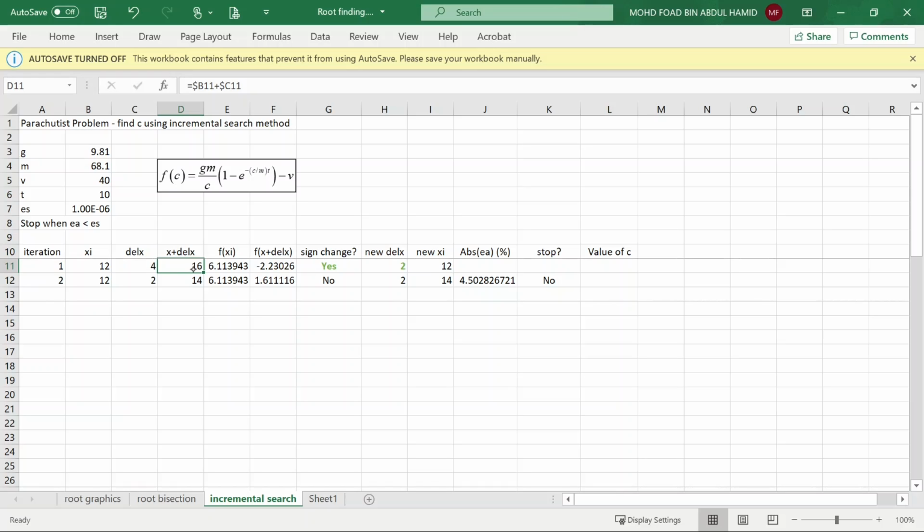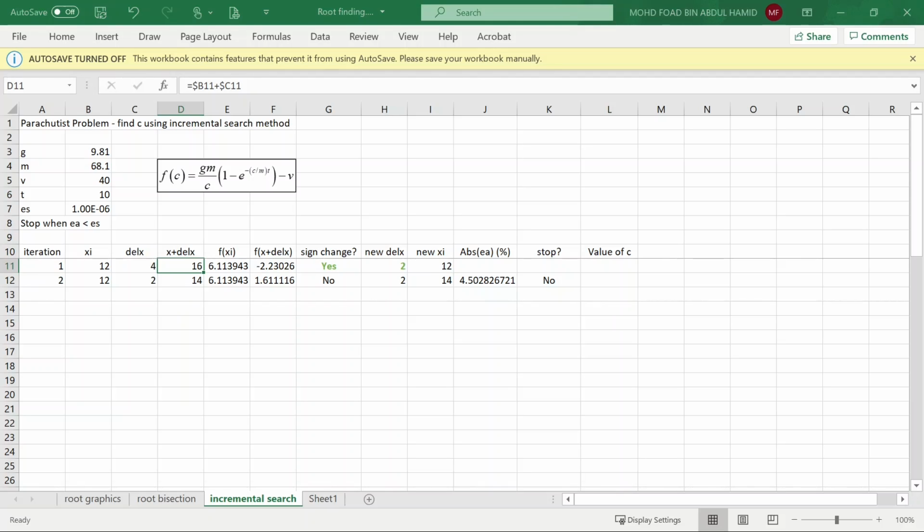and we look at the sign. So f, the function, when x equals 12 and the function when x equals 16. There's a sign change, right? Yes. So we need to reduce the delta x. In this case, I reduce it by half. So 4 divided by 2 equals 2. And the new x1 is still 12. So 12 plus 2, 14. So this is the new one.